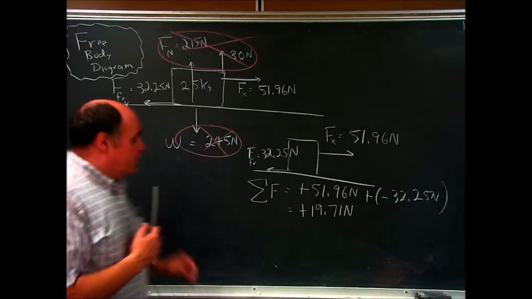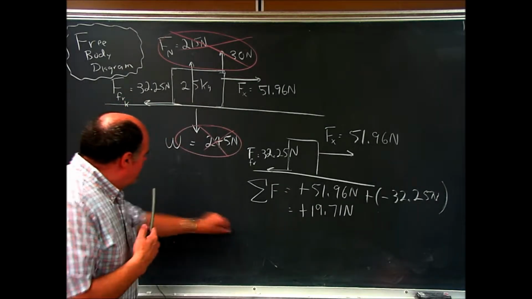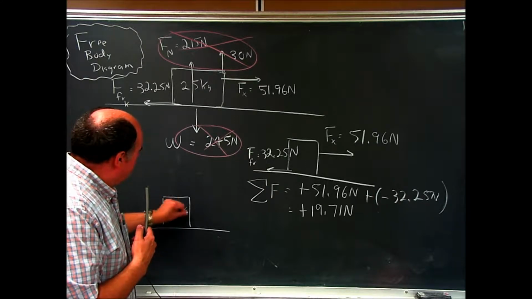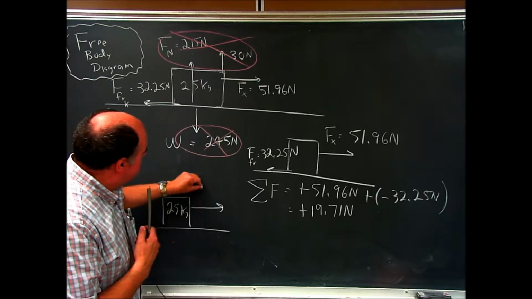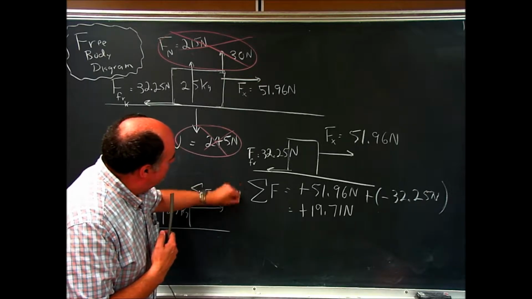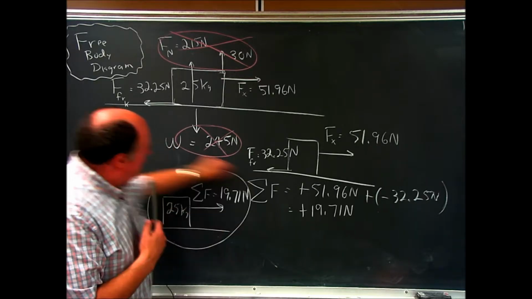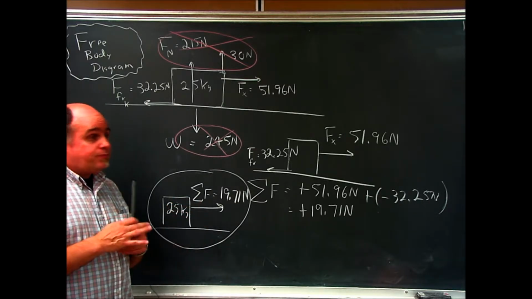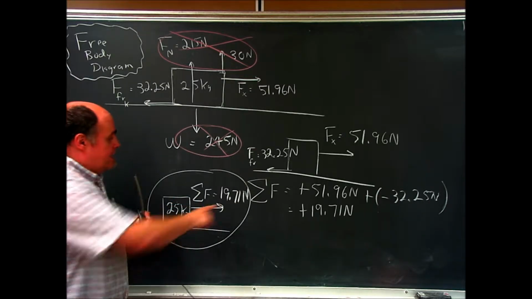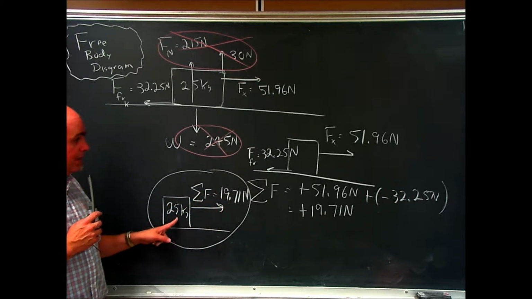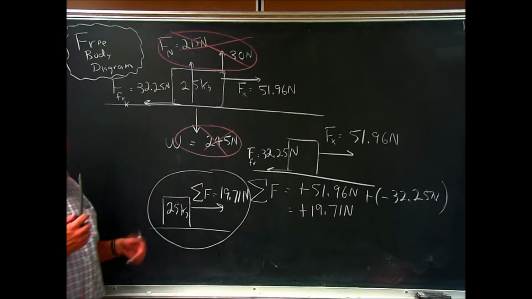So I could draw another free body diagram, the most simple one, and I could show the box on it, which is 25 kilograms, and I could show the net force. So the sum of all these forces is 19.71 newtons. And if I just zoomed in here, then that's what I see as my net force. So my net force is now known. And if you look in this diagram, the last one, all I have is one force and one mass. So the question is, how do we get the acceleration?